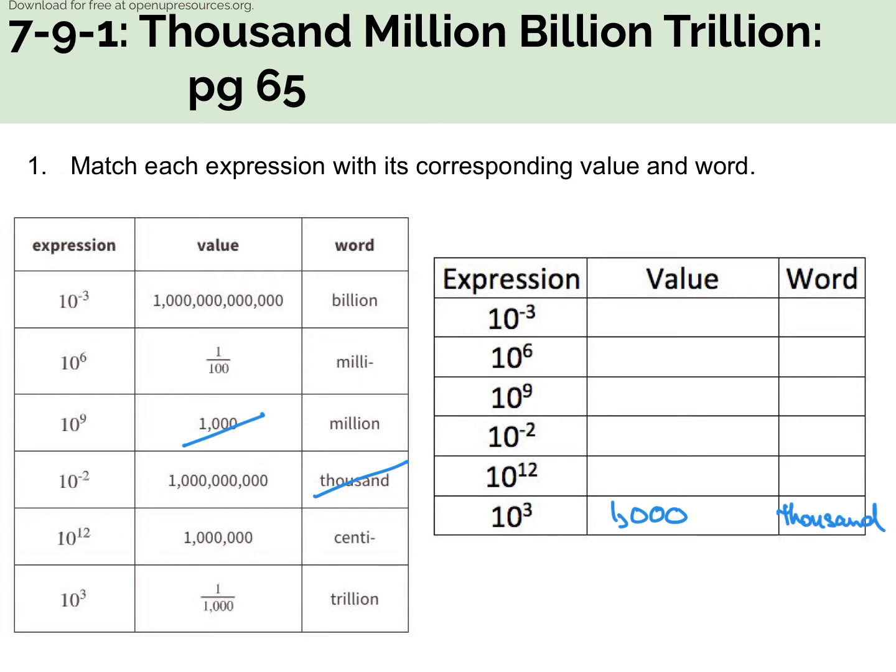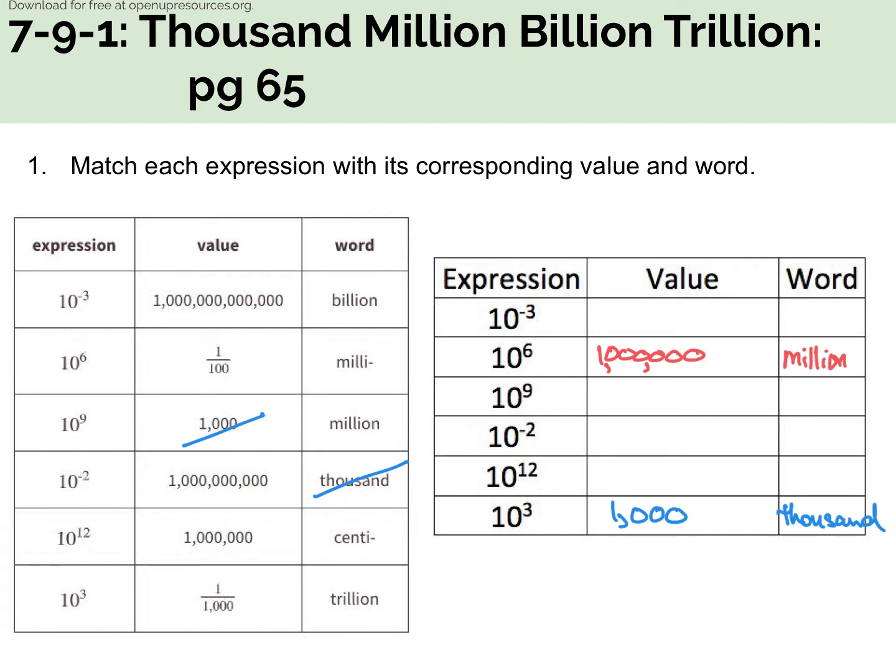All right, let's look at some other ones that we know. I'm going to do this one next because I know that one. If it's 10 to the 6, that means I'm going to have 6 zeros, and I can put my commas in there. So what is that word? That word is million.